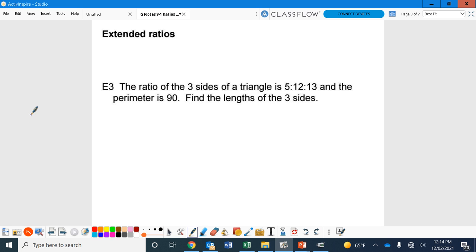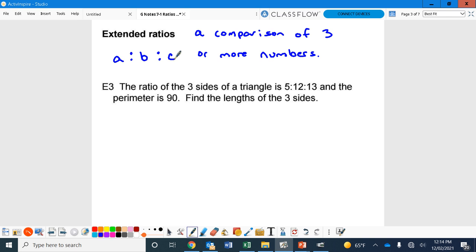Alright? So let's talk about what an extended ratio is going to look like, and then we'll apply it to a problem down here. An extended ratio is just a comparison of 3 or more numbers. That's it. Instead of comparing 2, now you're going to be comparing 3 or more. Mostly the ones we're going to be doing have 3, but 3 or more. It's set up like this: A to B to C.